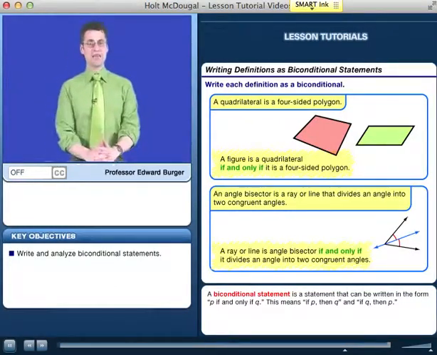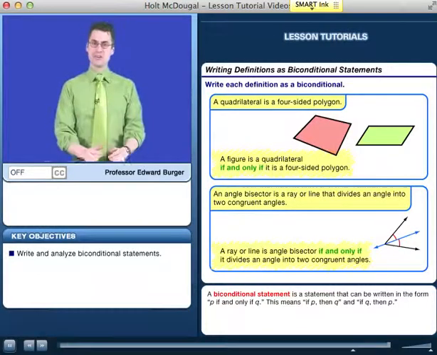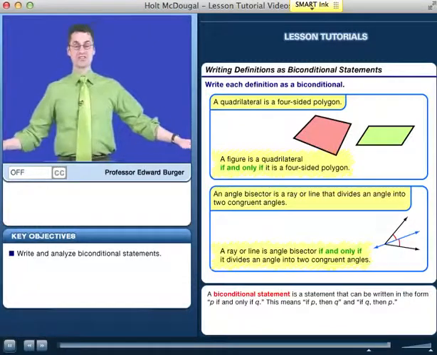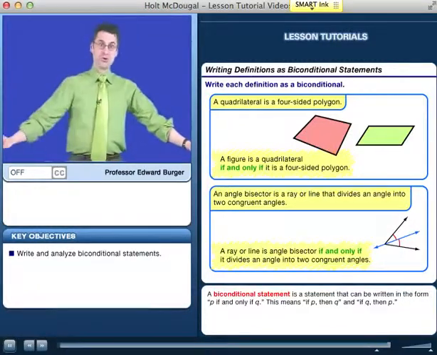We can use them as definitions. We can use them in statements where, in fact, A implies B and also B implies A. They're awesome, very powerful, and to be used with great care.